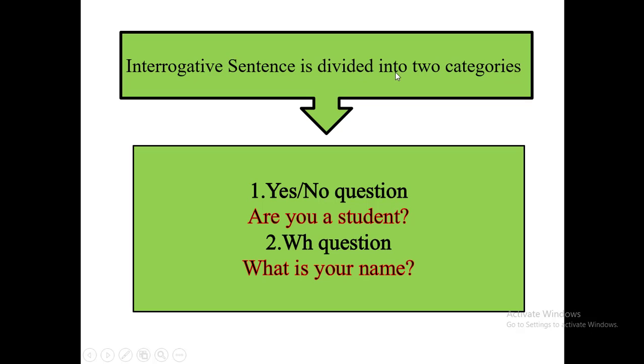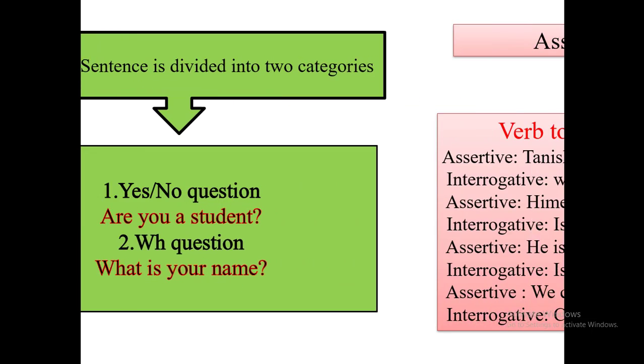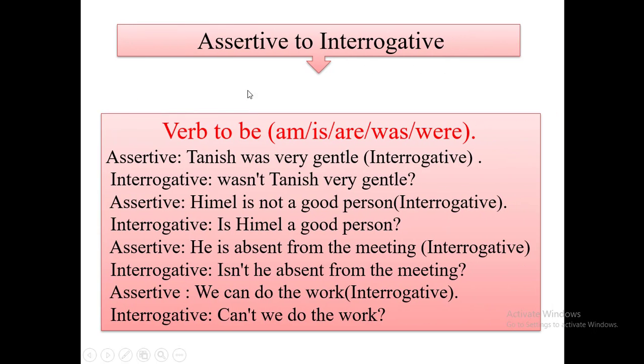Interrogative sentence is divided into two categories. Number 1, yes-no question. For example, are you a student? Number 2, WH question. For example, what is your name? Now, let's see how to change assertive to interrogative sentence.